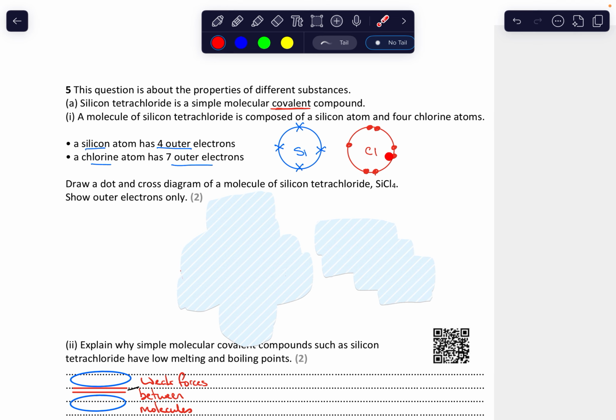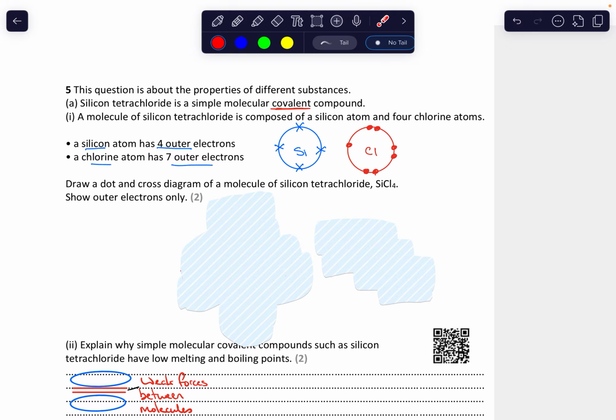Now this tells me it's a covalent bond. We need to remember that means they are sharing pairs of electrons. So hopefully by drawing these out, you can start to see how it's going to work. We're going to need to share 4 electrons here, and this needs to share 1. So each one of these is going to bond here, and we're going to have 4 of them in the structure.